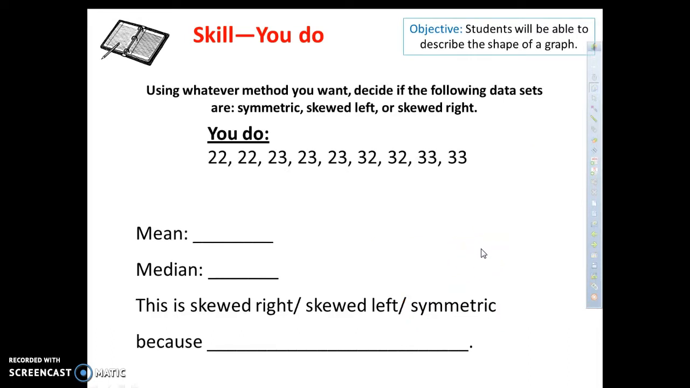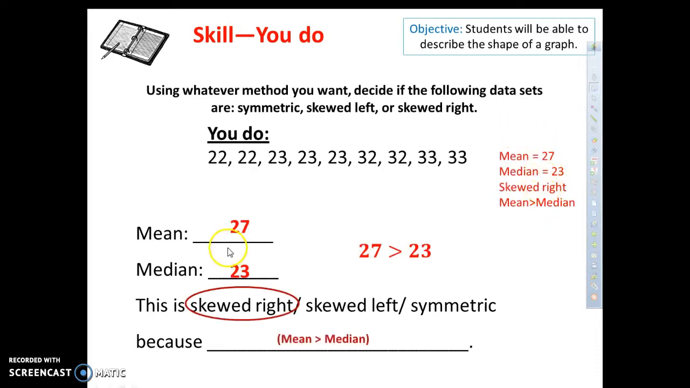Please try this last example in your notes. Please write this one down, pause the video, and try this guy. Okay, for this one, we have a mean of 27, a median of 23, and since our mean is greater than our median, our average is bigger than the middle, that's skewed right. The mean is on the right side of the median, right, if we're on a number line. So this data set is skewed right.